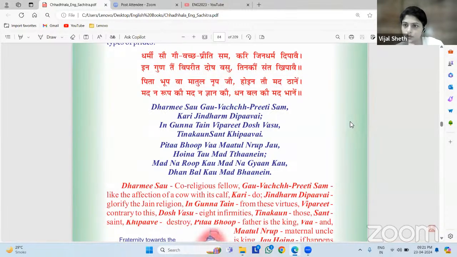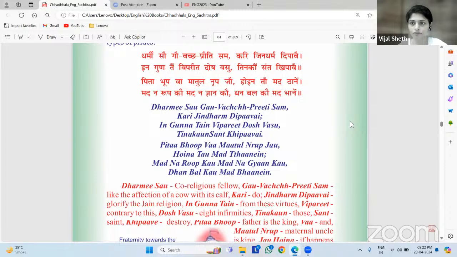Nishankitang I explained to you, so having shanka is the flaw. Then nikankshitang means having no desires. So in exchange for following dharma, the one who has desires has kanksha dosh. The third one was nirvichikitsa, so not feeling disgust seeing munis' bodies. If you feel that disgust, that is a dosh, vichikitsa. Fourth one, murta, belief in false tattvas, false elements. The fifth one is anupguhan, praising yourself and also speaking of the faults of others.